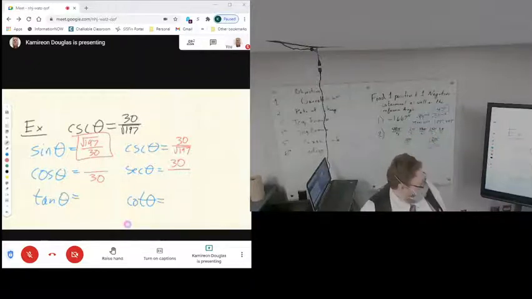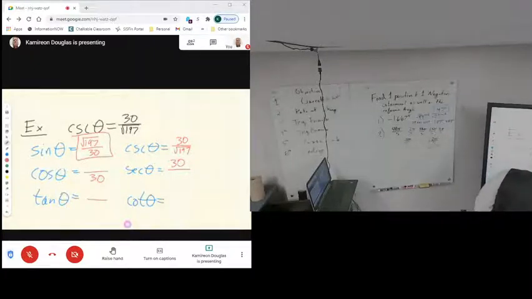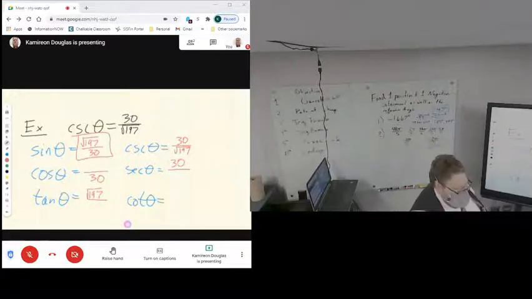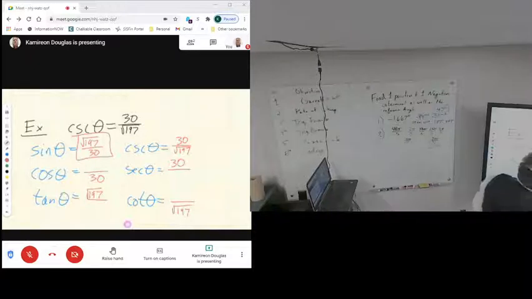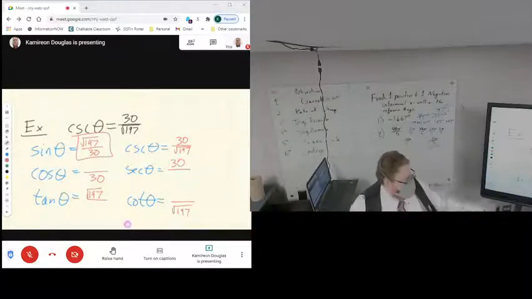On tangent, the top number is the opposite, while on cosecant, the bottom number is the opposite. So we have square root of 197 right there. Cotangent, square root of 197 on the bottom. This is an alternative technique. Works pretty well. As long as I can find that missing side, done. Just plug it in.